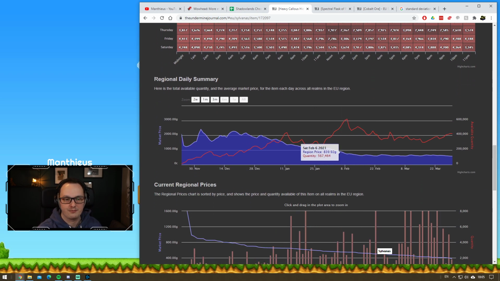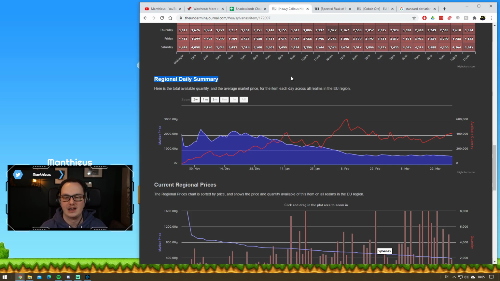Another one that I use pretty frequently is the regional daily summary. This is more for when you're trying to see what might happen in the future. A lot of people ask me, what do you think is going to happen with X material? What do you think is going to happen with Y crafted item when we go into a new patch? And often before I can give an actual solid answer, I'd look at something like this.